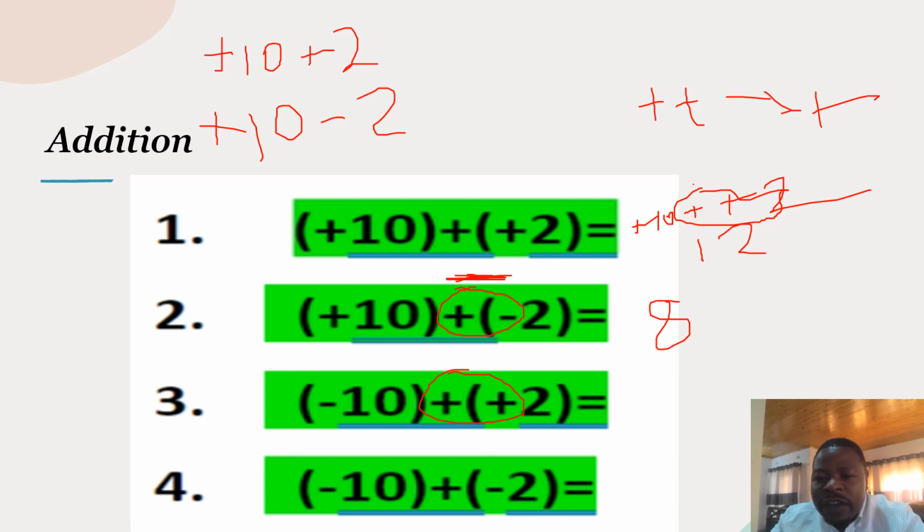There is not even a sign that is positive there. They are all negatives. 10 is having negative, 2 is having negative. But the condition is when the signs are similar, please add. So 10 plus 2 gives us 12. But the sign we're going to give to the answer is negative, because that's the sign of the bigger number. So this is it.